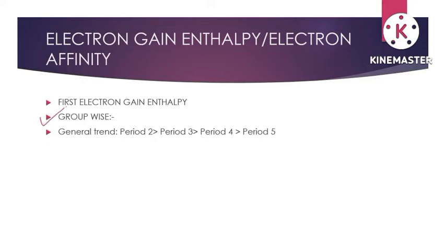Okay, now if we find out the electron gain enthalpy group wise, the general trend will be period 2 greater than period 3 greater than period 4 greater than period 5. But this is not the correct one, because the elements of period 2 have small size. So we will take period 2 over here. So we have exchanged period 3 with period 2. Now this is the general trend.